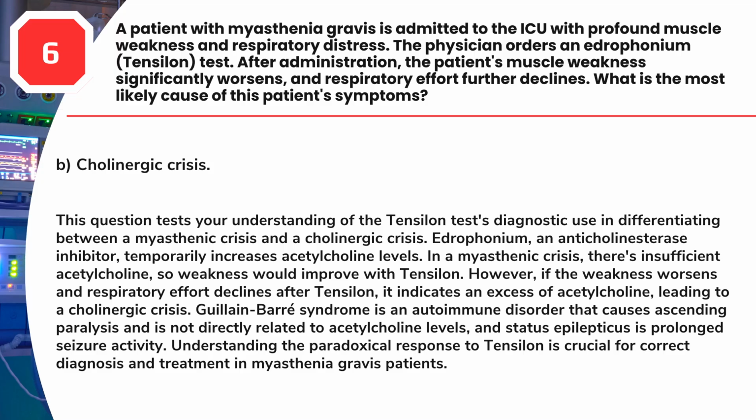Guillain-Barré syndrome is an autoimmune disorder that causes ascending paralysis and is not directly related to acetylcholine levels, and status epilepticus is prolonged seizure activity. Understanding the paradoxical response to Tensilon is crucial for correct diagnosis and treatment in myasthenia gravis patients.